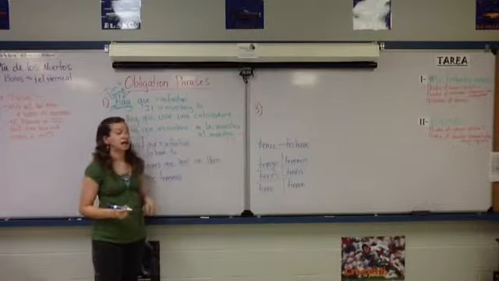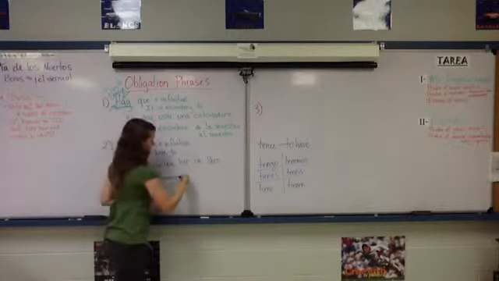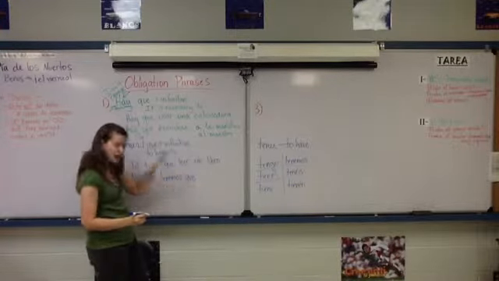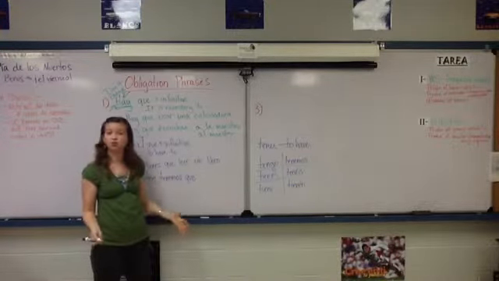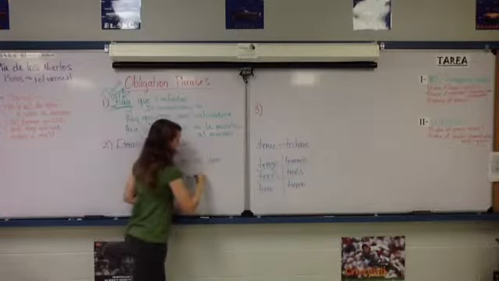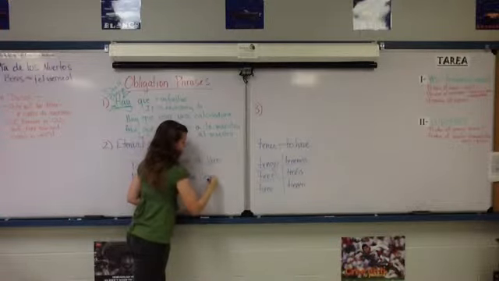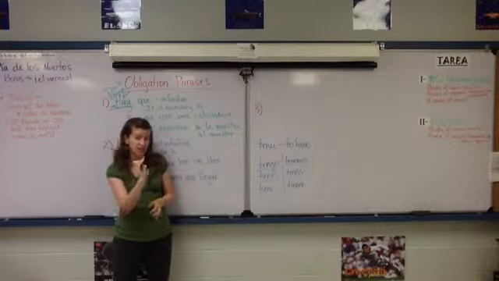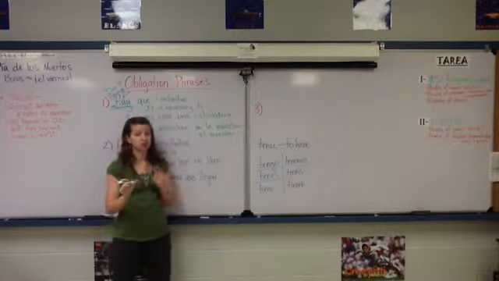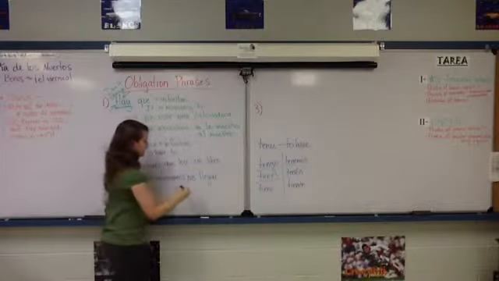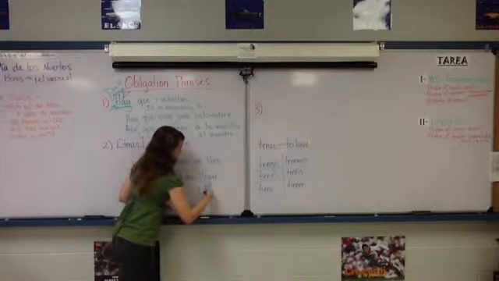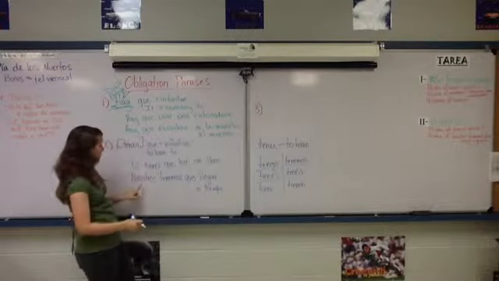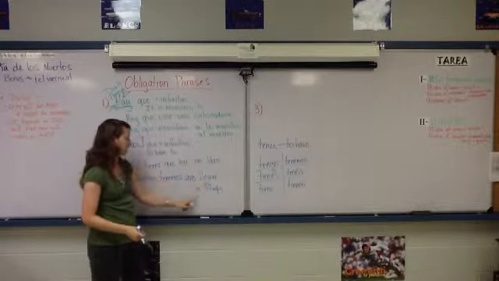Nosotros tenemos. Now we need que. Nosotros tenemos que. The infinitive verb to arrive is llegar. Remember we have llevar with a V and llegar. Make sure you know the difference. And on time is a tiempo. Nosotros tenemos que llegar a tiempo.